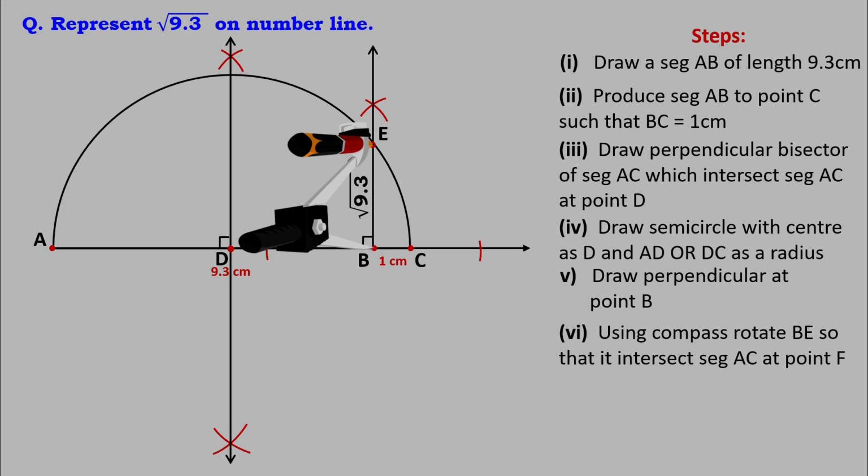So now using the compass, rotate BE so that it intersects the segment AC at point F. We already considered that BE. So now BE we have put on the number line, which is BF. So this BF is the square root of 9.3. So that is the number line representation of any decimal number.